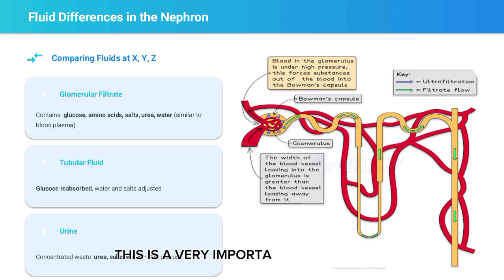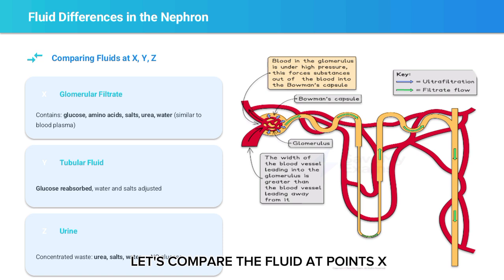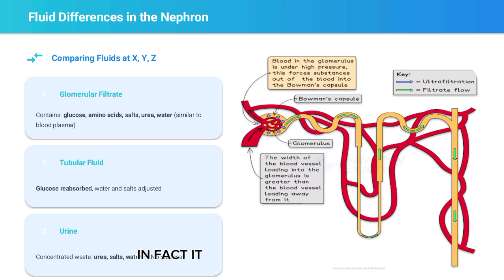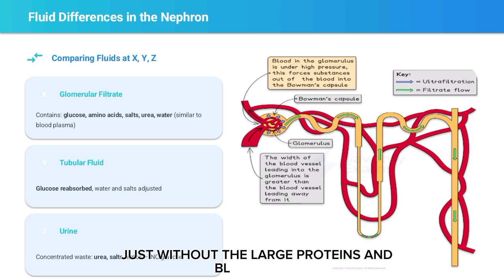This is a very important slide for your exams. Let's compare the fluid at points X, Y, and Z. At X, the glomerular filtrate. What does it contain? Glucose, amino acids, salts, urea, and water. In fact, it's very similar to blood plasma, just without the large proteins and blood cells.